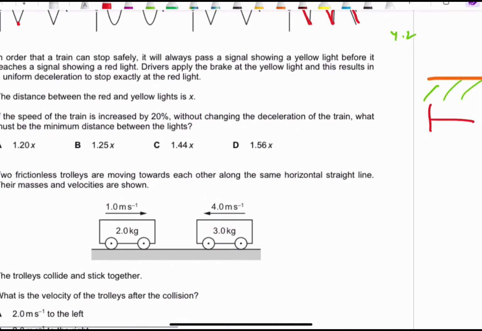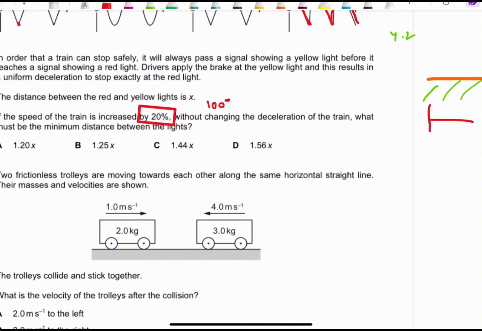The speed of the train is increased by 20%, meaning if it was 100% initially, it is now going to be 120% because we've increased by 20%. If you had 5 and increase by 20%, it's 20% of 5, then you increase by 5, right? Or you can just say 120% times 5. You have already increased it, accumulating that particular value, okay?